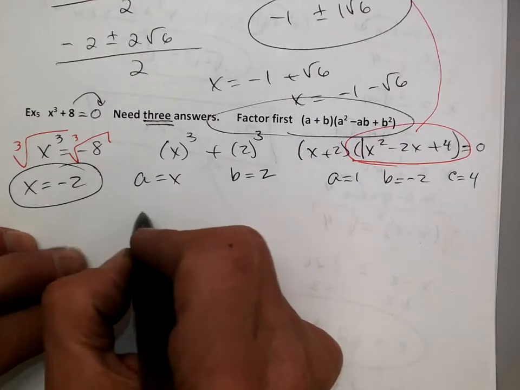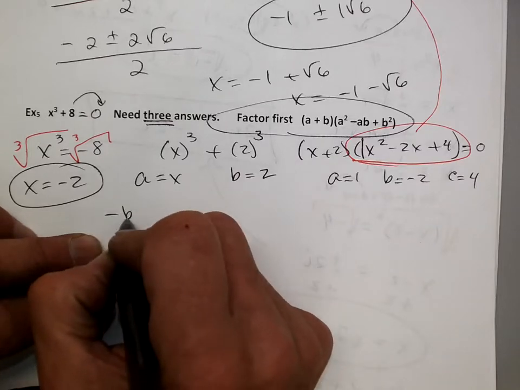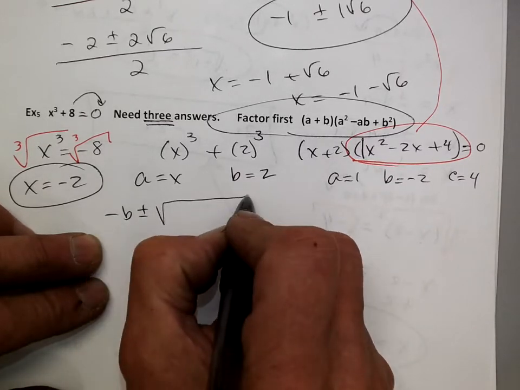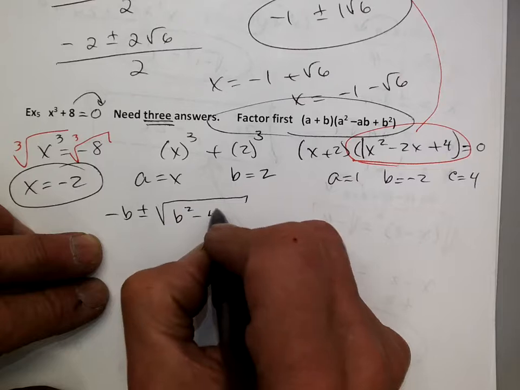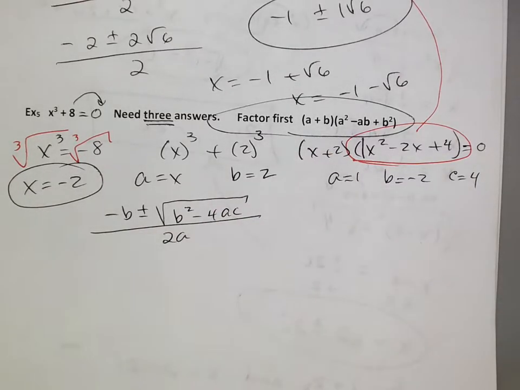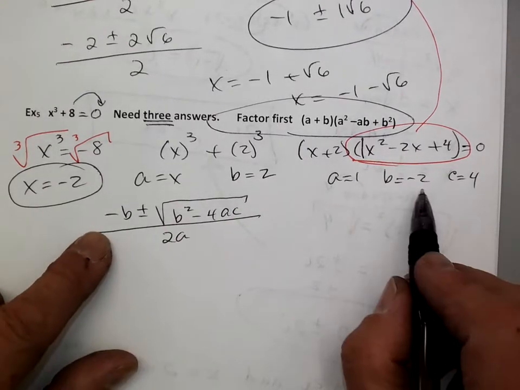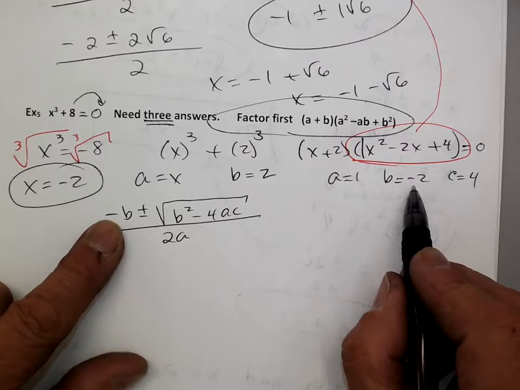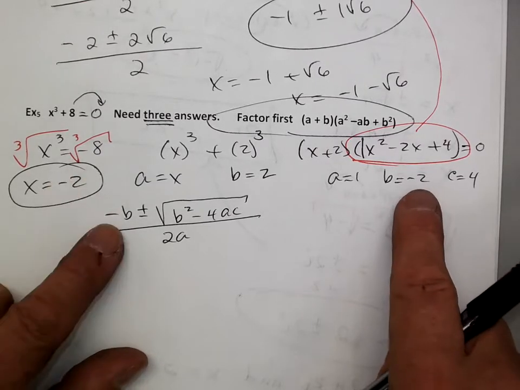So I've got my negative b plus or minus square root b squared minus 4ac all over 2a, okay? That's my formula. I just wrote it down again. And let's find the other 2 answers, okay? So negative b. So we're going to go negative, negative. Negative b, so I'm going to go with negative 2. I got a negative, negative.